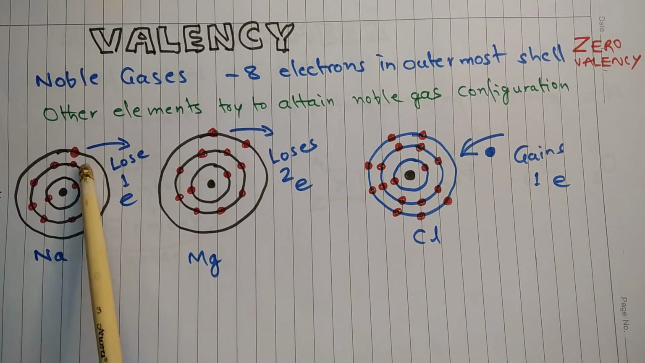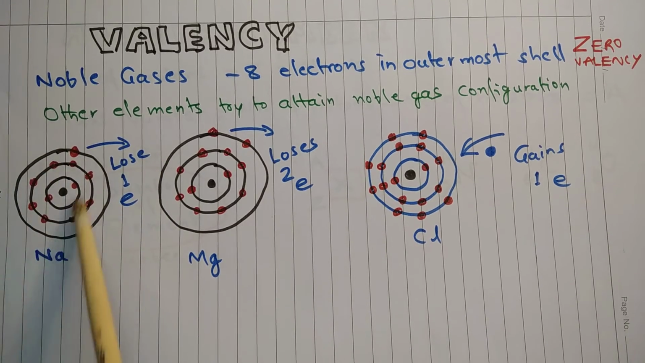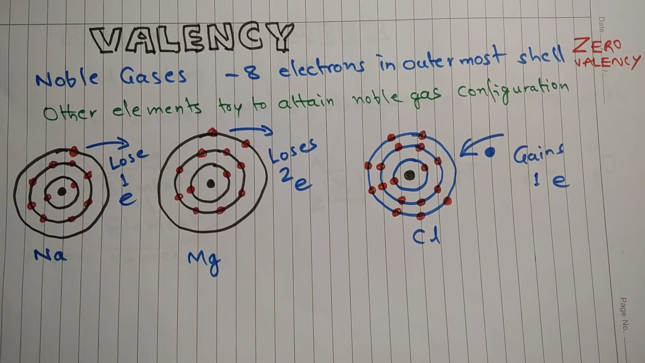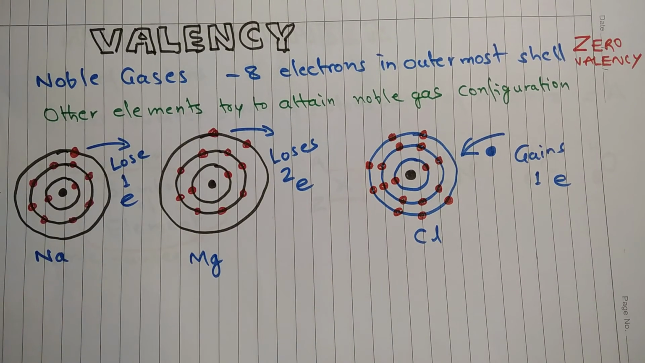It has 1 electron in the outermost shell. So sodium can easily lose 1 electron, so that there will be 8 electrons in the remaining outermost shell. Magnesium has 2 electrons in the outermost shell, so it will lose 2 electrons to make a compound.